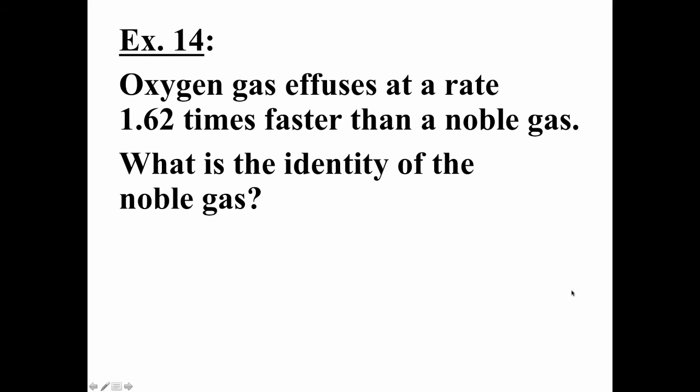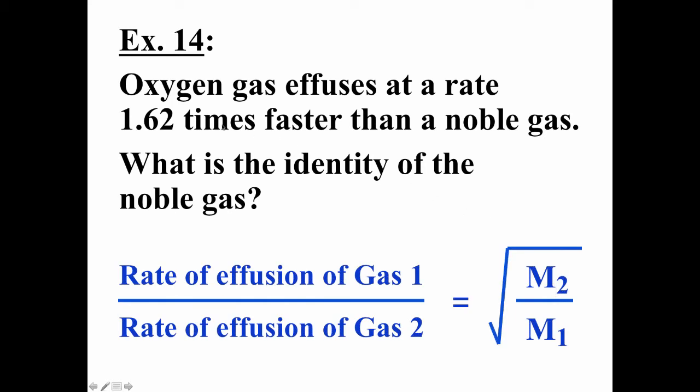So let's use this in a problem to determine the identity of a gas from effusion data, and we're going to get that via molar mass. So suppose we have oxygen gas effusing at a rate 1.62 times more than some noble gas. Well, what we know then is the noble gas is going to be heavier than the oxygen gas because it effuses at a slower speed. And we also know that the rate of effusion of one gas compared to another is equal to the square root of the ratio of their molar masses, but inverse.